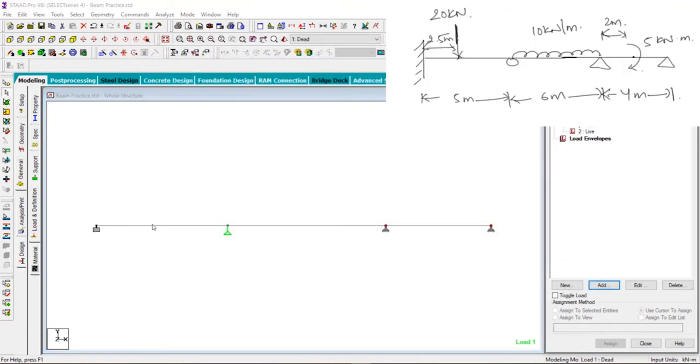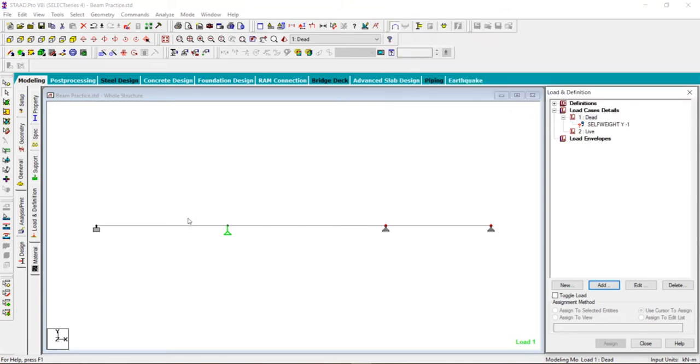Now the 20 kilonewton point load here, 10 kilonewton per meter uniformly distributed load here, and 5 kilonewton meter moment here. We can either apply those loads as dead or live. In a building, the dead and live loads are clearly defined: what load you want to apply as the dead, what load you want to apply as the live. But here in this example, you have the liberty to choose. So here we will apply those loads as the live loads.